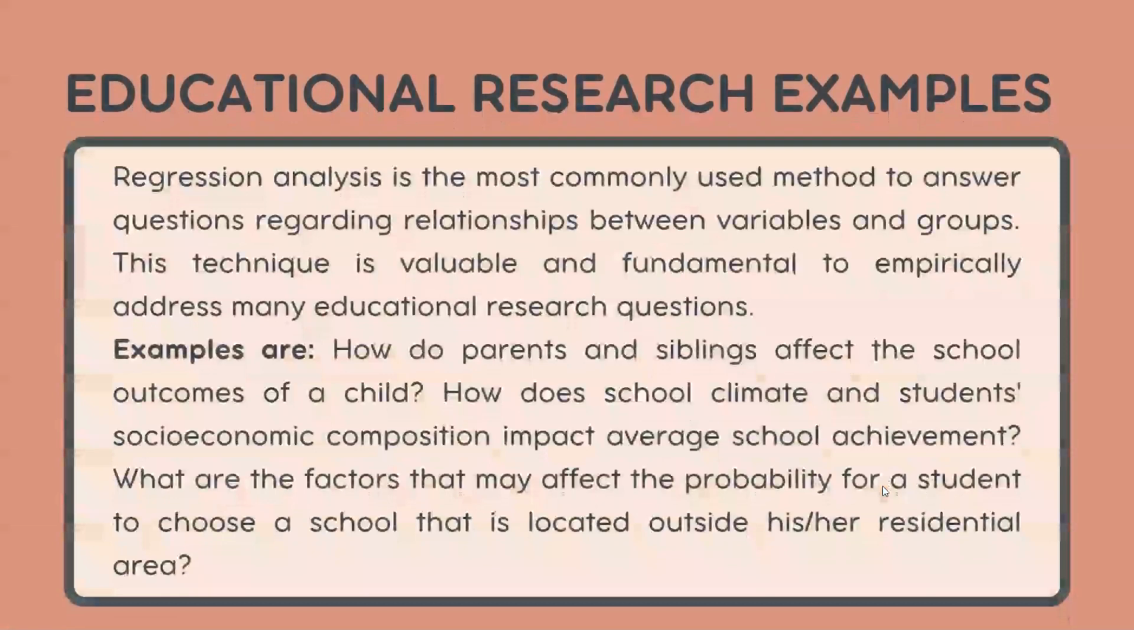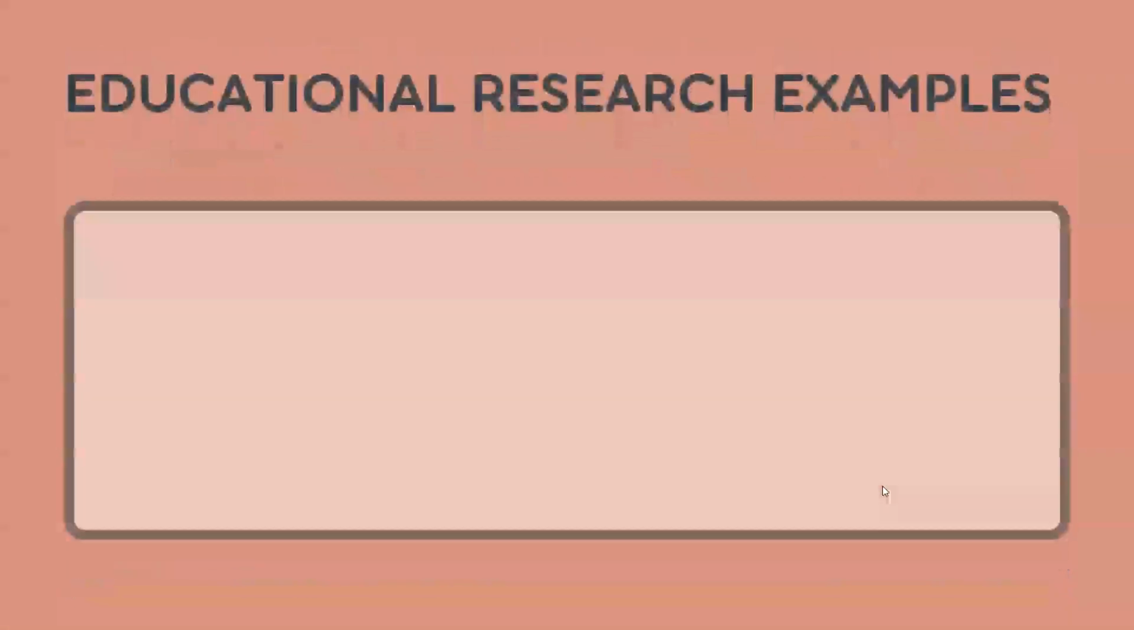Some educational research examples. How do parents and siblings affect the school outcome of a child? How does school climate and student socioeconomic composition impact average school achievement? What are the factors that may affect the probability for a student to choose a school that is located outside his or her residential area? Regression analysis is the most commonly used method to answer questions regarding relationships between variables and groups. This technique is valuable and fundamental to empirically address many educational research questions.